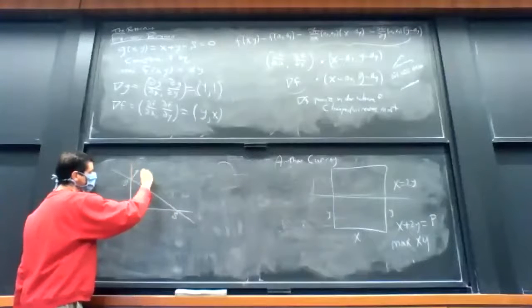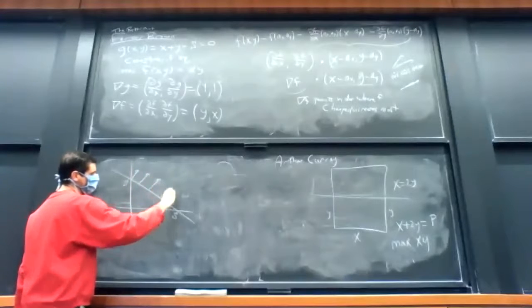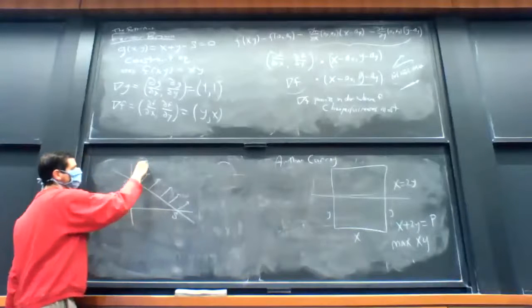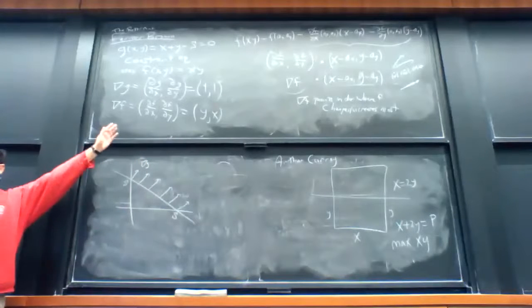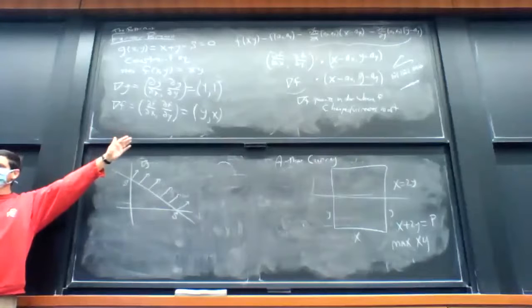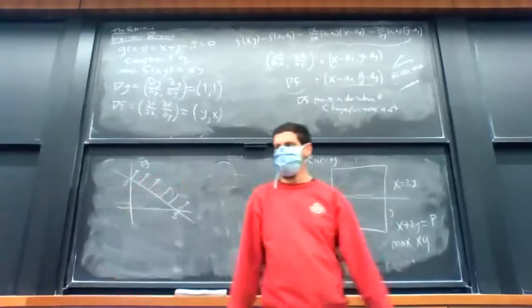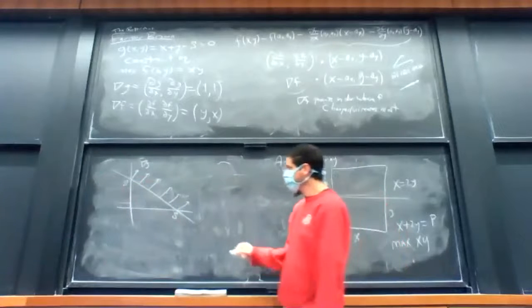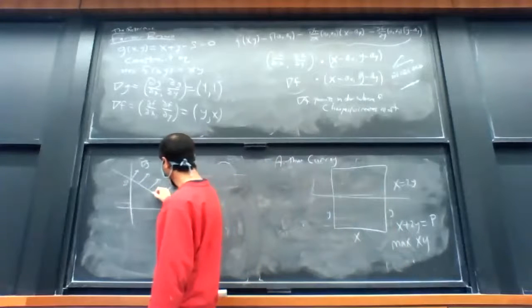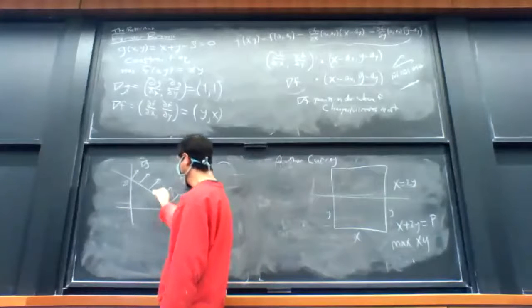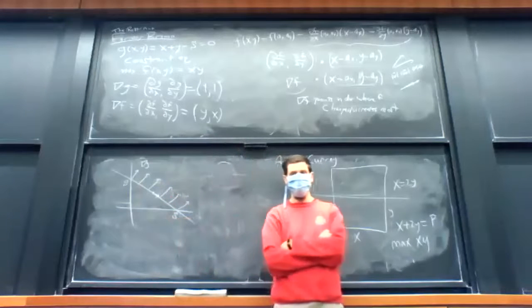And at every point, this is the gradient of g. The gradient of g is always in the direction, you know, northeast. It's always in the direction of a line with slope 1. Imagine we're on the constraint line.